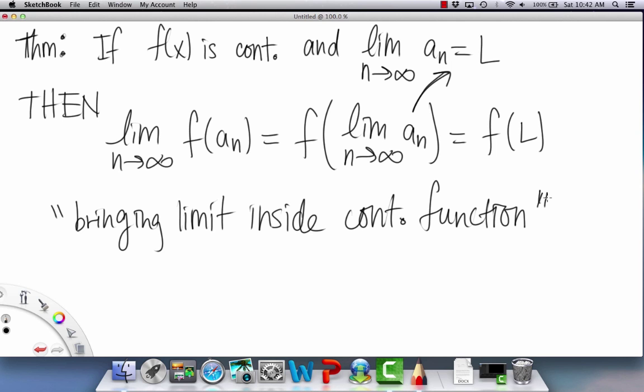So I will do an example of this, because right now this is kind of vague and we don't really know what's going on. So I'll do an example on the next slide.